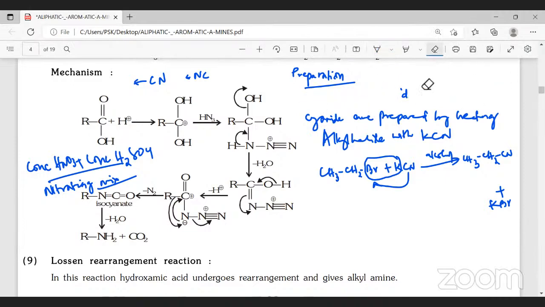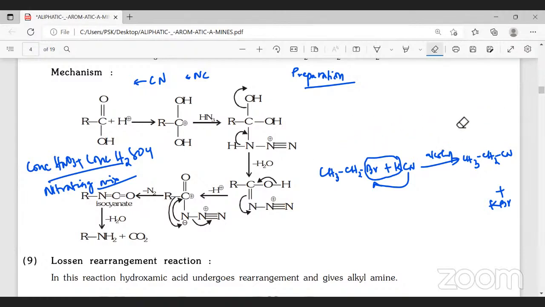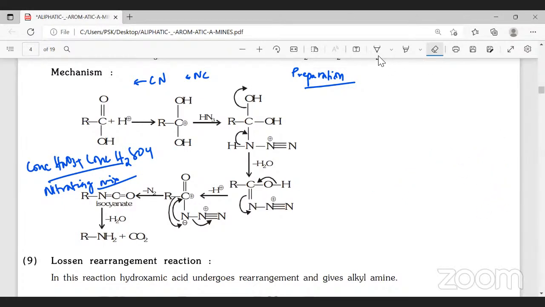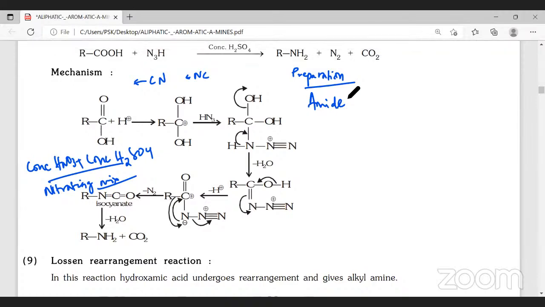The second method of preparation is from amides. What is the formula, the functional group, of an amide? How do we represent an amide? NH2, sir. That is amine. Amide, I'm asking. What is an amide? Example. CONH2 is called an amide group. Amine is NH2. This is amide. The amide group is CONH.